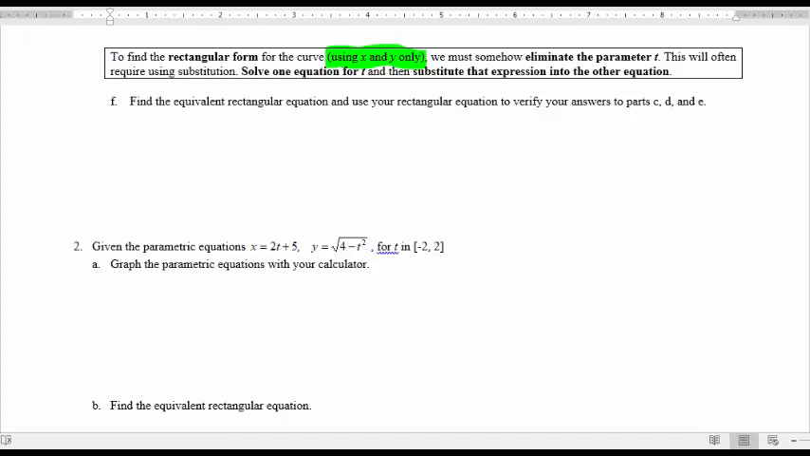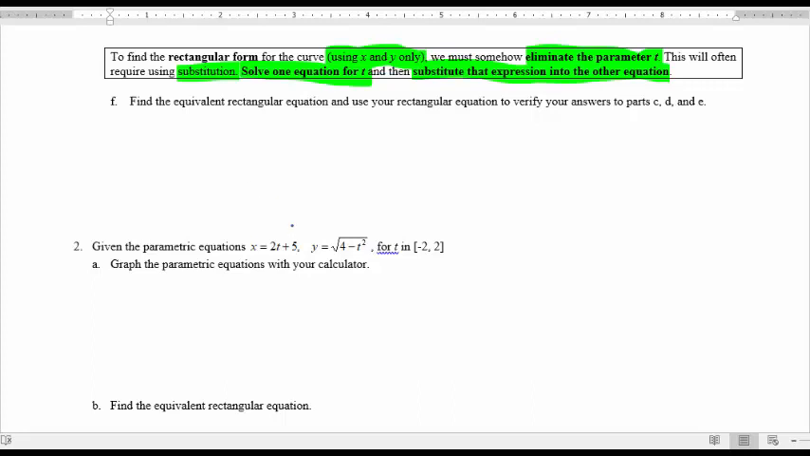All right, so in order to change parametric form into rectangular form, what we have to do is somehow eliminate the parameter t, because then we'll have just an equation that has x and y. So usually what we're going to end up doing is use substitution. We're generally going to solve one equation for t and then substitute that expression into the other equation. Now, is that always what you would do? No. But in general, for our purposes, yes, that's what we're going to be doing.